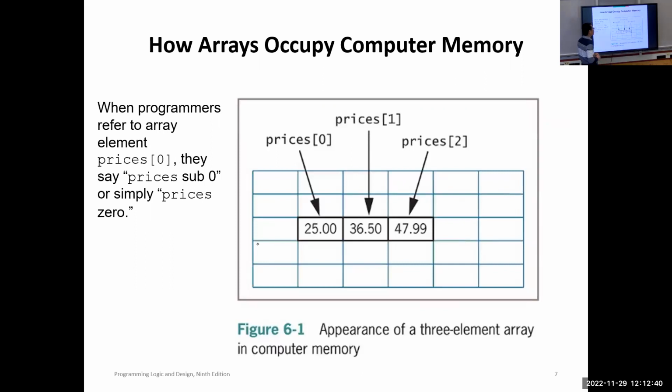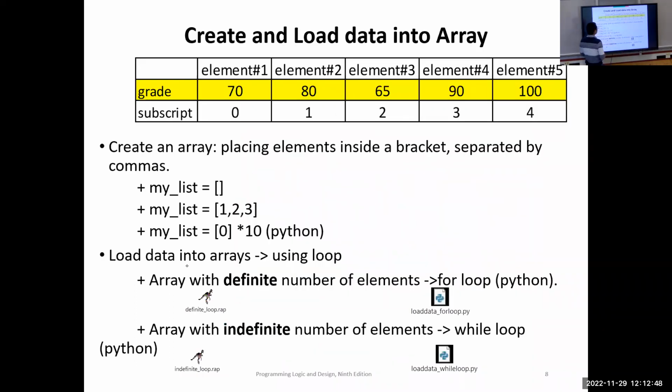Okay, so how arrays occupy the computer memory: they are stored continuously in the memory here. Now, how do you create and load data in the array? In order to create the array, you just place the elements inside the brackets, separated by commas. If you create my list here with no elements, they call it an empty list or empty array.